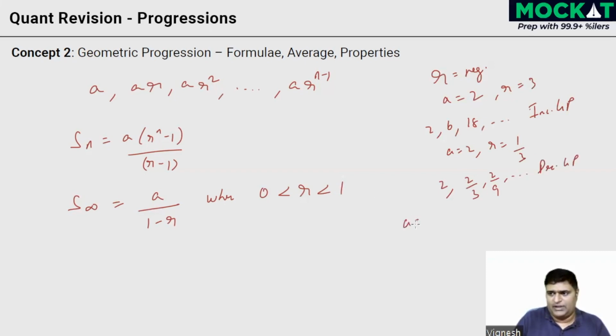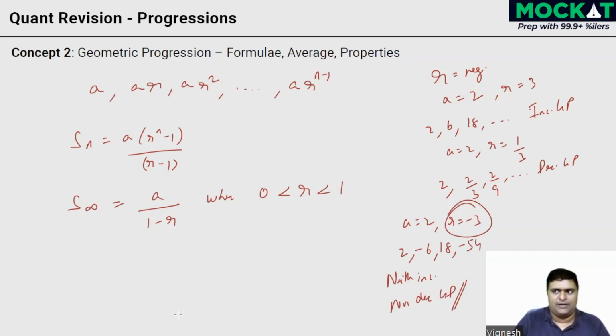Now, what if your a is 2 and your r is minus 3? Then your terms are going to be first 2, next minus 6, next plus 18, next minus 54. There's no pattern. It's neither increasing nor decreasing. Neither increasing nor decreasing GP. And this happens when your R becomes negative.